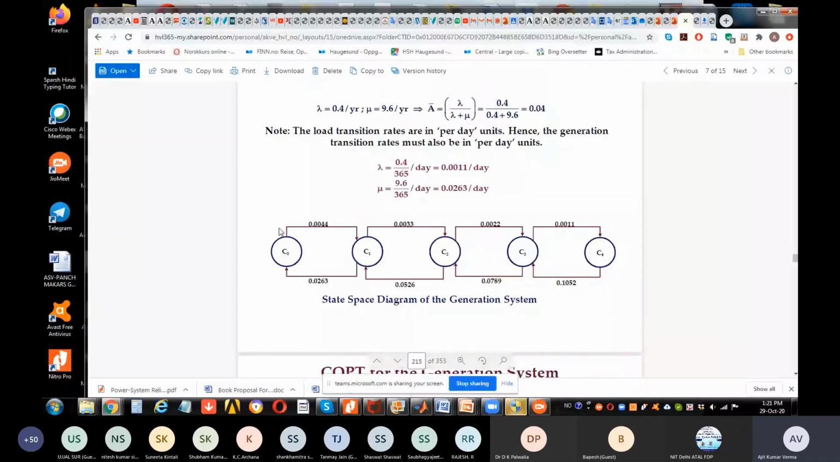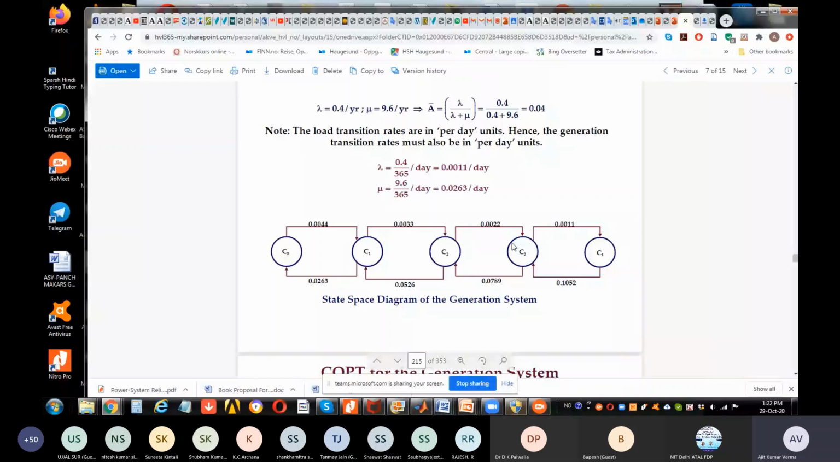Any of the four could fail. It would go into a state in which 3 are working. Any of the 3 could fail, and it could go into a state in which 2 are working. And then from here, any 2 could fail, and it could go into a state in which 1 is working. And then that could fail, and it could go into a state in which none of them is working.